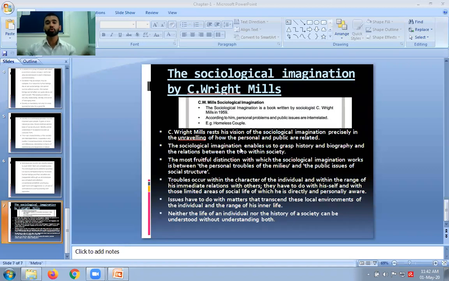And it is mostly because of the character problem. It's mostly because of the self problems that we create ourselves. Eventually those self problems, those troubles, give rise to your public issues. So from personal problems, it becomes a public issue. So that's what happened. Have you understood now?